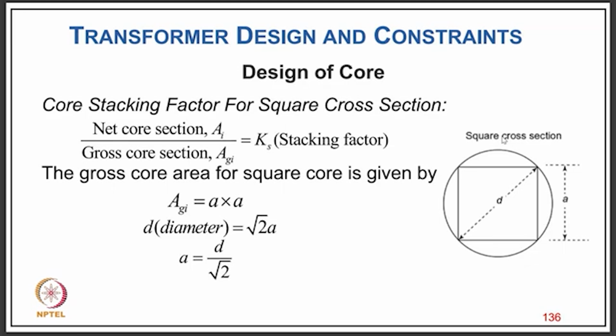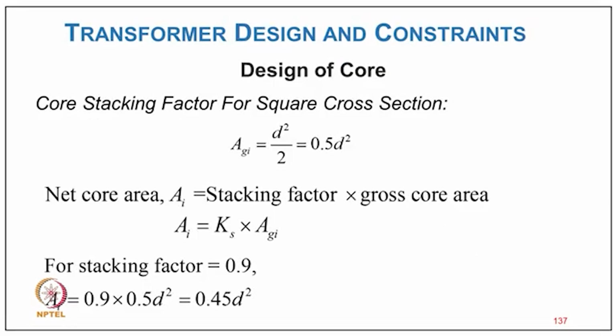So the gross area for a square core is AGI equal to A into A, where A is the height of the core, and D the diameter is root 2 A. So A is D upon root 2. So you can call it what will be the core stacking factor for a square section, AGI equal to D square by 2 or 0.5 into D square. So net core area is the stacking factor times the gross area. So AI becomes KS into AGI, and with the stacking factor 0.9, AI becomes 0.9 into 0.5 D square, so it becomes 0.45 D square.